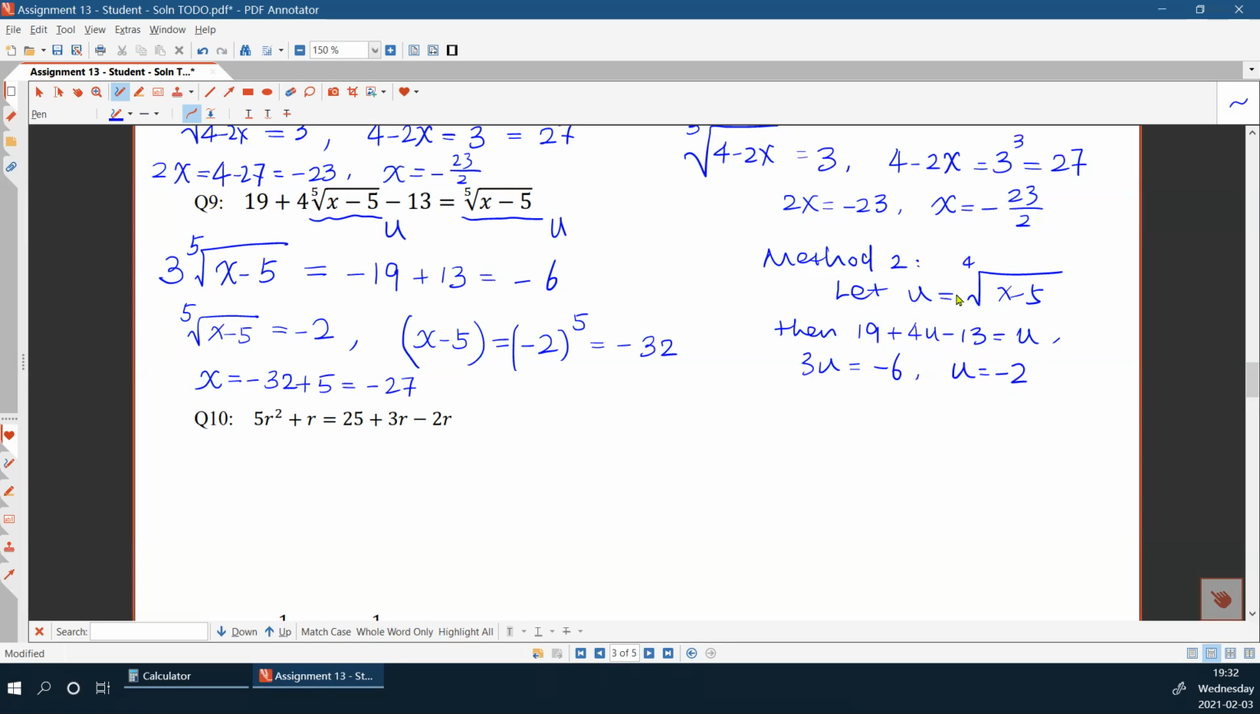Okay, because there is a connection between u and x. All right, this is a 5, not 4. That means the fifth root of x minus 5 is minus 2, right? So that means x minus 5 is actually minus 2 raised to the fifth order, which is minus 32. So the final solution is, again, x is minus 32 plus 5, which is minus 27, right? Any questions?